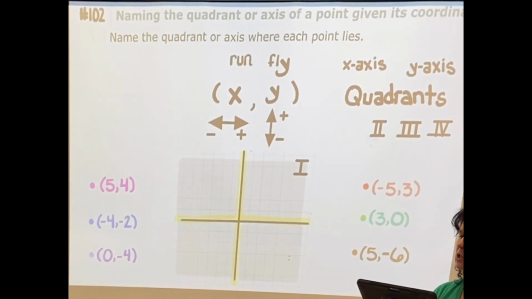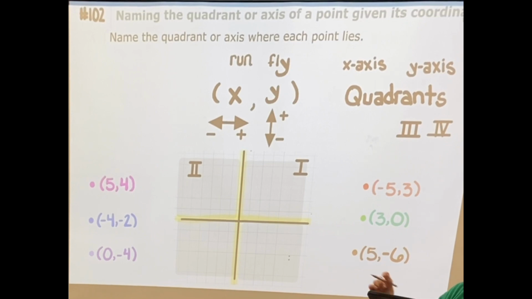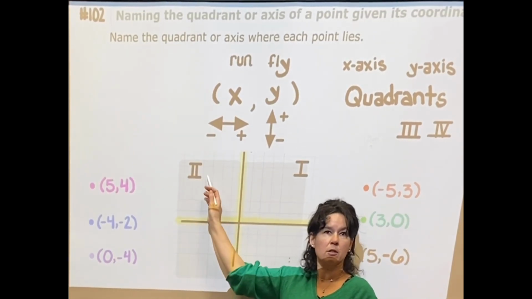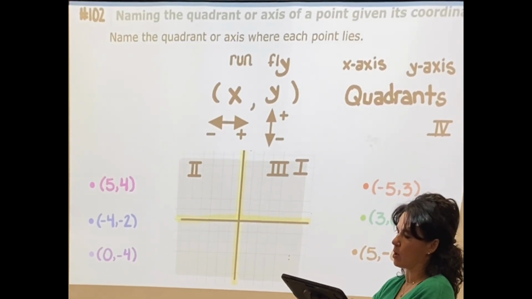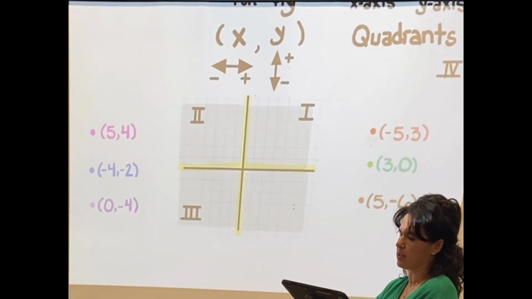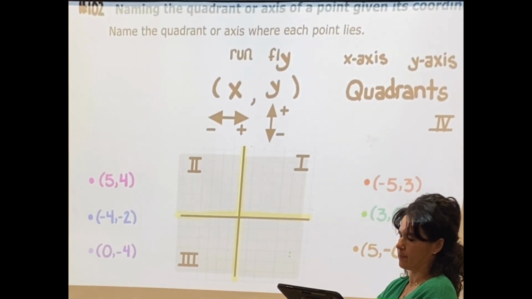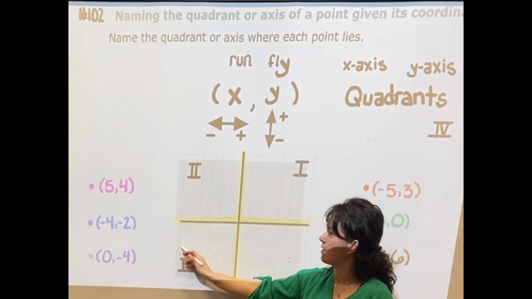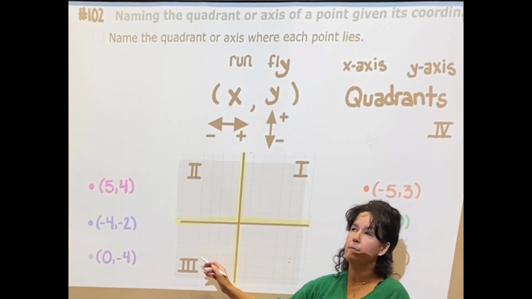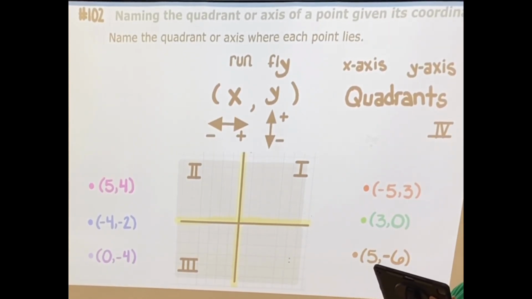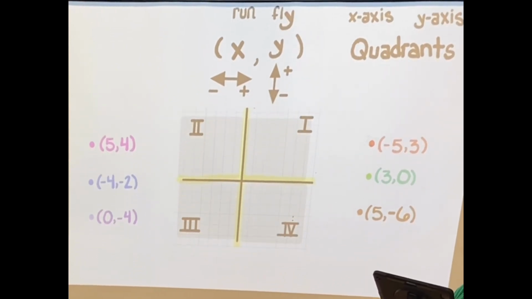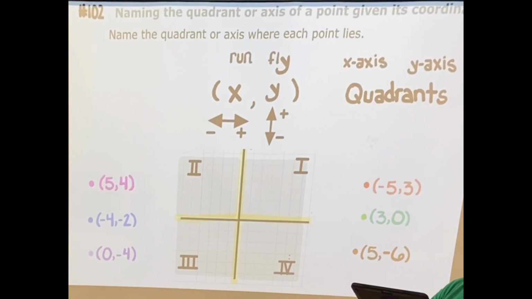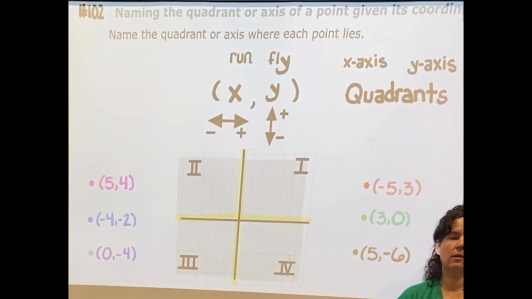So quadrant 2 is anything in this section. Continuing to go counterclockwise, quadrant 1, quadrant 2, quadrant 3. So anything that shows up here is in quadrant 3. And then lastly, quadrant 4. So quadrant 1, quadrant 2, quadrant 3, quadrant 4. Anything that shows up in this quadrant down here is quadrant 4.